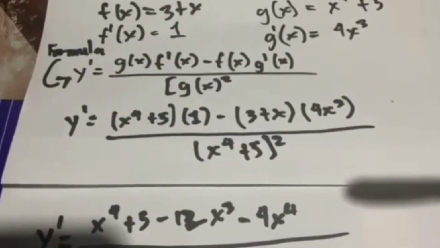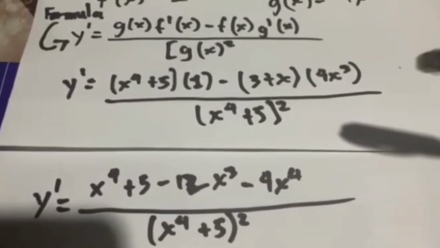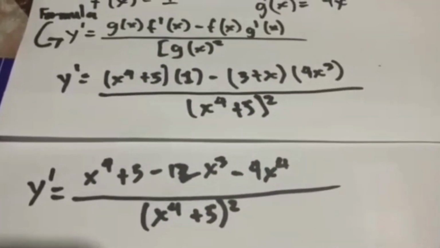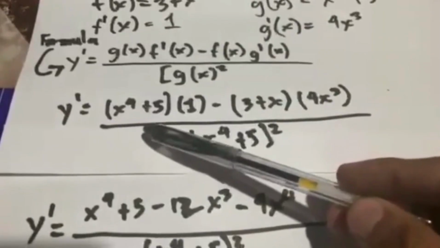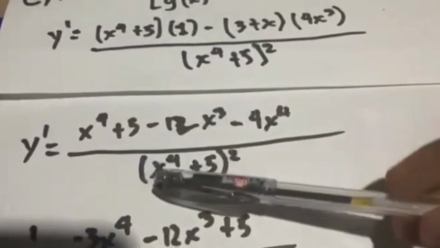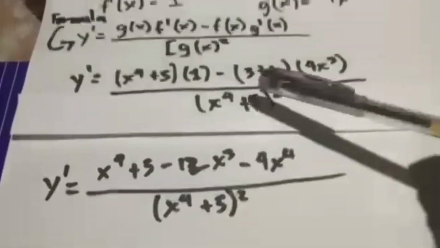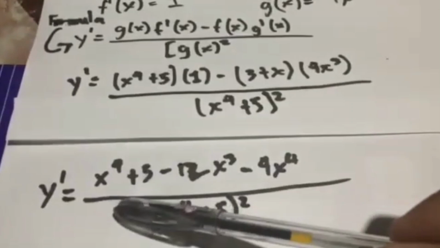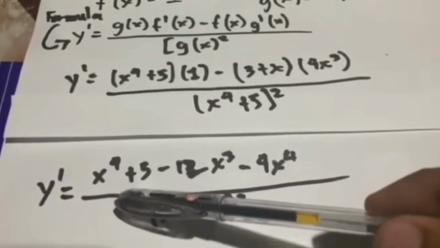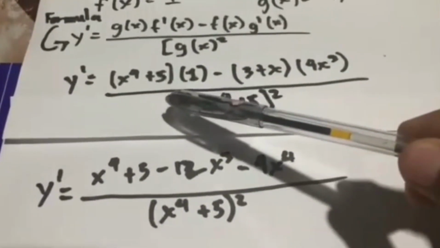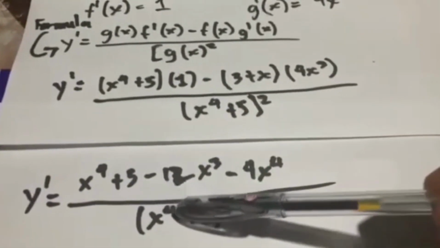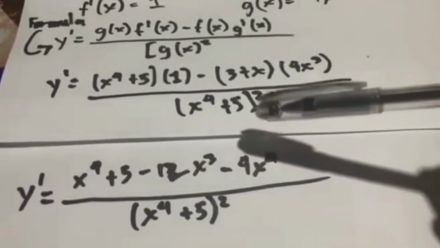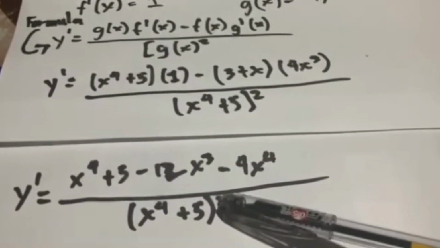Next, if we're done substituting the numbers, the next step is we're going to simplify. You're wondering, how can we simplify? We're just gonna use the FOIL method. By using the FOIL method, we got this answer. 1 times x to the power of 4 is x to the power of 4. 1 times 5 equals positive 5, minus 4x cubed times 3 equals 12x to the power of 3.